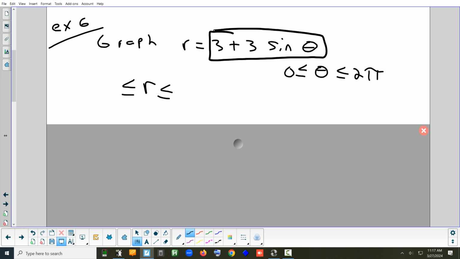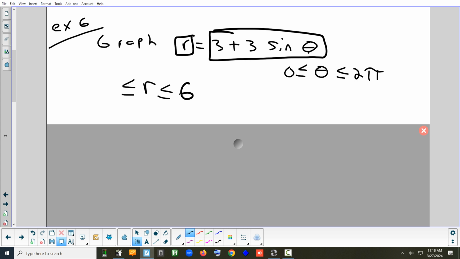If you do the calculation in that box, filling in every single possible angle between 0 and 2 pi, I want to know the biggest answer you will ever get. Yeah? 6. Yep, 6 is the biggest answer you could ever get, because the biggest sine can ever get is 1. 1 times 3 plus 3 is 6.